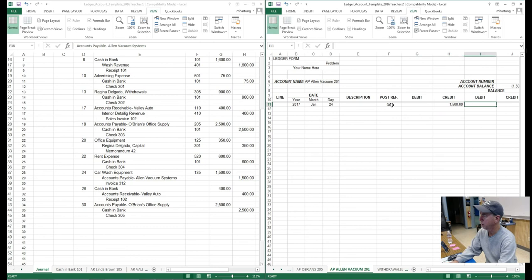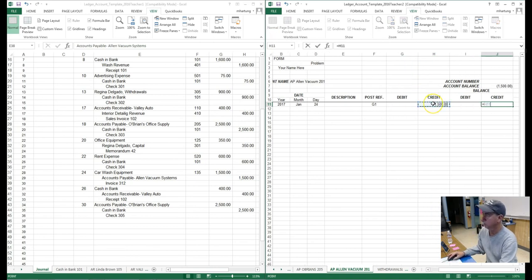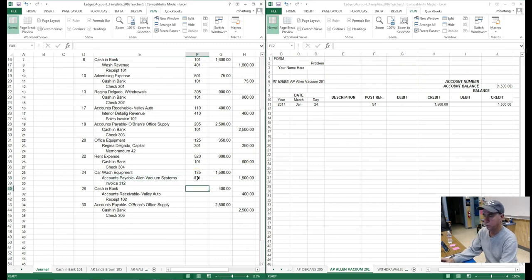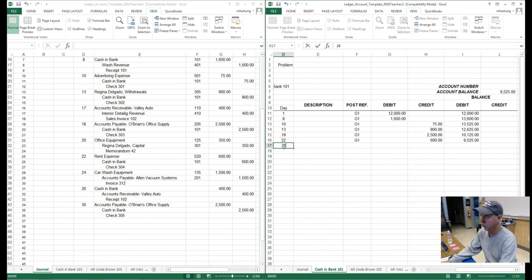Liabilities increase with a credit. The balance updated. Account 201, post reference. 2 to go. 2 journal entries to go. Closing in. Looks like we're going over to cash. 26th. And it looks like we get to increase our cash, so we'll do that with a debit. And then be sure to add previous debit balance plus the new debit. Posted to account 101.